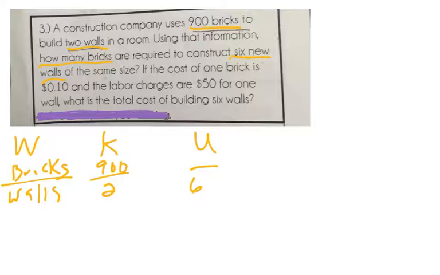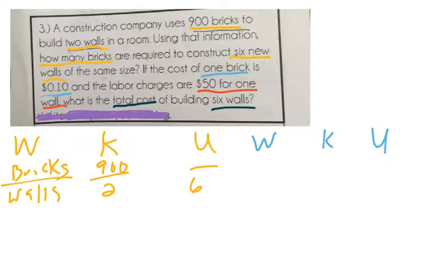Then the next part they want is a cost. So they say 1 brick is 10 cents. Okay? And then they're saying that it is $50 for 1 wall. Actually, I'm going to change that to red because I crossed out that part of the question in purple. $50 for 1 wall. And we want the total cost of 6 walls. Okay? So you're going to want another WKU.